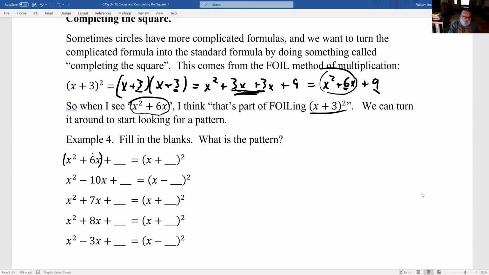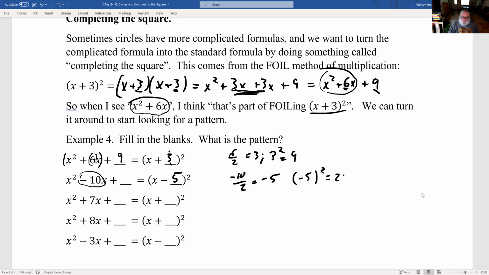What would it have to be? Well, I know that 6 comes from 2 of these. So 6 divided by 2 is 3. And then when I FOIL this out, I have to square that to give us 9. So 6 over 2 equals 3, and then 3 squared equals 9. So if I see this here, that's a minus 10x. Minus 10 over 2 is minus 5. So that goes there, and then minus 5 squared is 25. So that must be there.